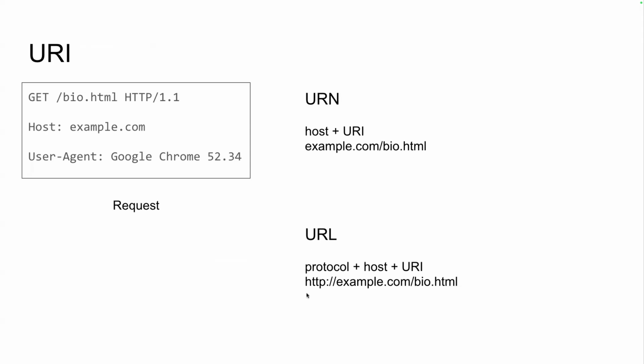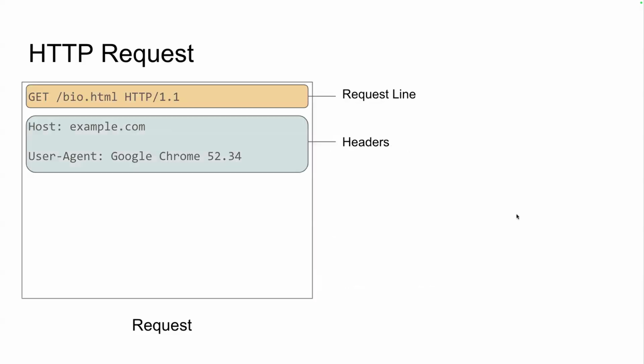bio.html. And then there's URL, which is something we should all be familiar with, but the URL includes the transfer protocol, whether it's HTTP or HTTPS. And this is more of what we're familiar in seeing in today's modern world, is seeing an entire URL whenever somebody shares a link. All right, so now the HTTP request, we have the request line and headers.